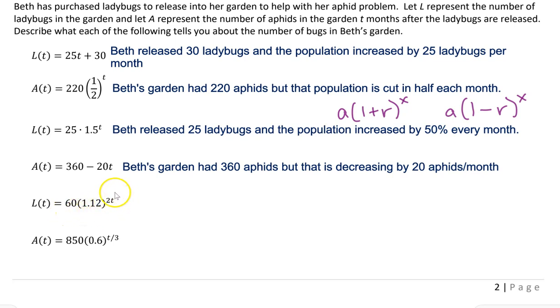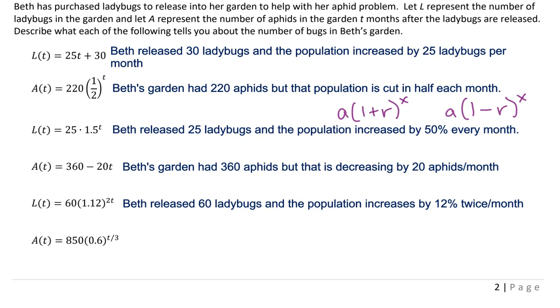But notice as well that the exponent is different. It's not just a t. Just a t would mean we do it every month. Now, if we plug in 1 for t to see what's happening after 1 month, we've already multiplied by 1.12 twice. So this is actually increasing by 12% twice a month.